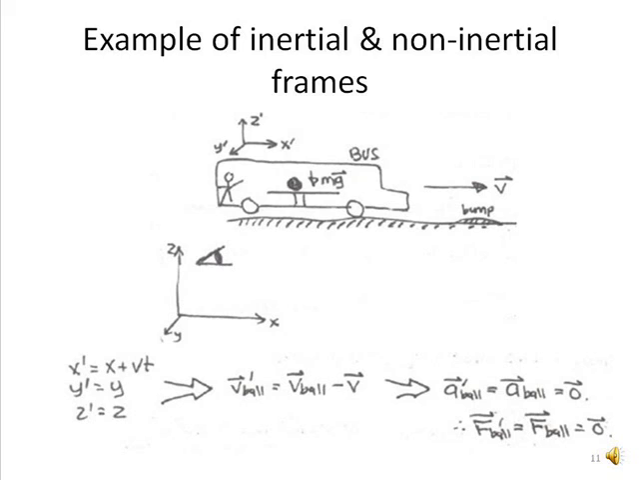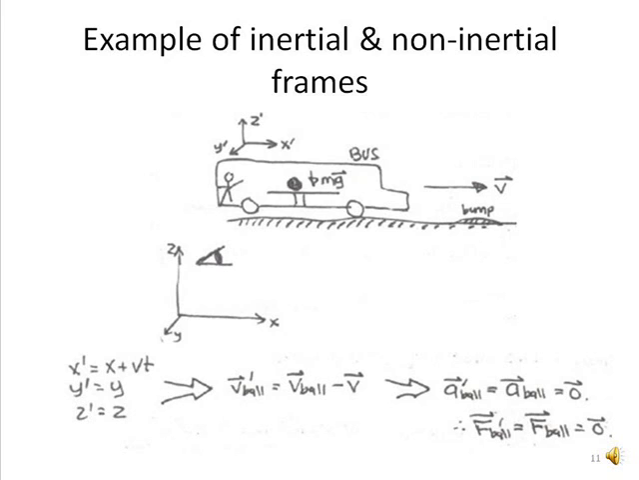The speed of the ball would be different in the two reference frames, and it would differ by the relative speed between them. In other words, the speed of the bus. The two reference frames are related by this coordinate transformation, which we'd call a Galilean transformation. X prime is x plus vt, because the bus is traveling in the x direction. Y prime is equal to y, and z prime is equal to z, because there is no component of velocity in those directions.